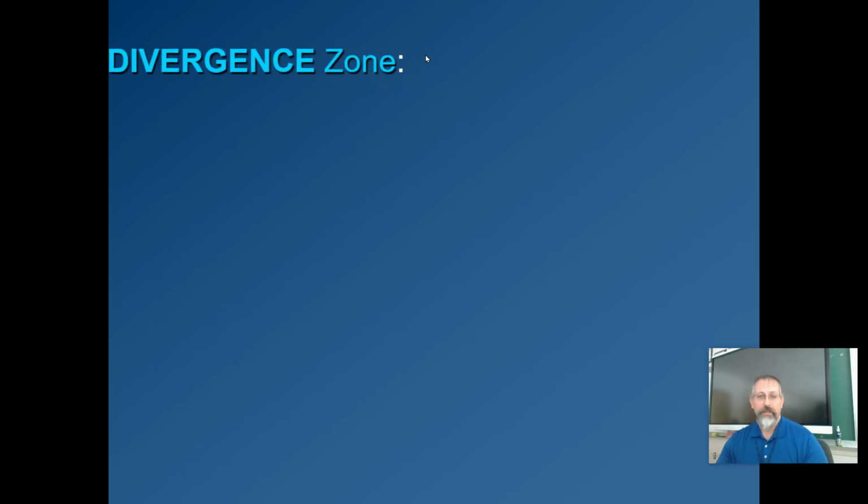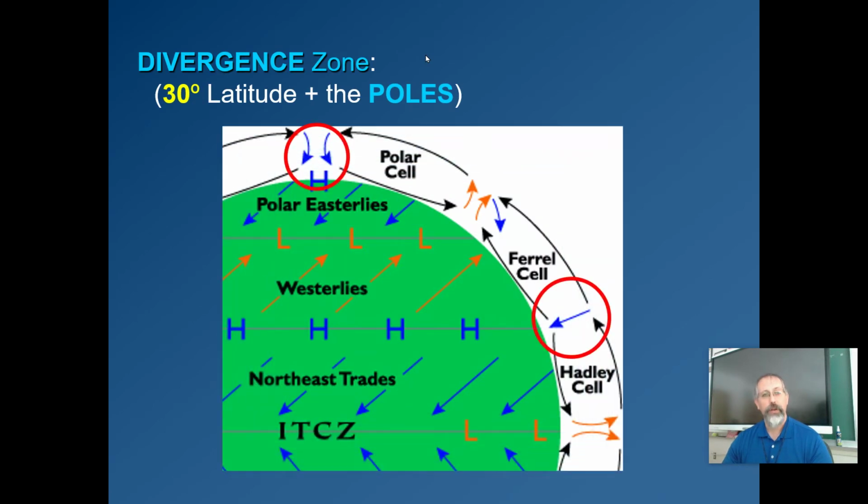Now, the opposite of that, instead of coming together, now we're going to go apart at the surface. That's a divergent zone. Divergent zones happen at 30 north and 30 south, so 30 degrees latitude either side of the equator, and also at the poles. Here, cold air is sinking. When it gets to the ground, you have high pressure there. The wind's going to go out away from where it was sinking because more cold air is coming down behind it, and then it spreads out and heads in opposite directions. Divergent means go apart. So at these zones, the winds at the surface are spreading away from that area.